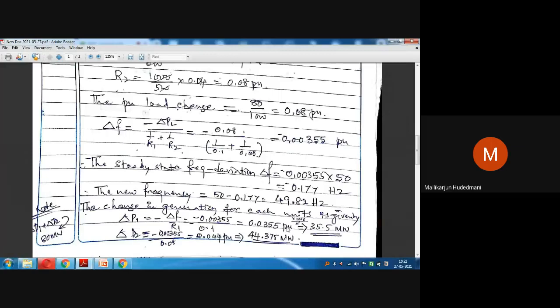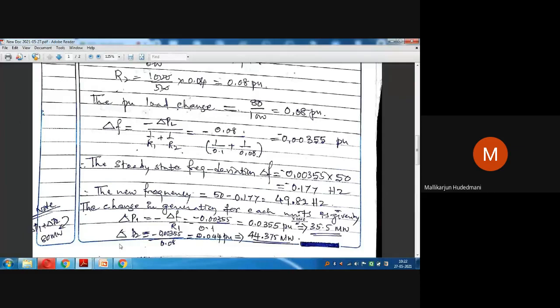Let's see. This is a very small value into 1000. You can see here, if I multiply it by 1000, I wrote in the corner here, it becomes 35.5 megawatt, which is the share of machine 1 out of the 80 megawatt demand shift. So that is called 35.5 megawatt.